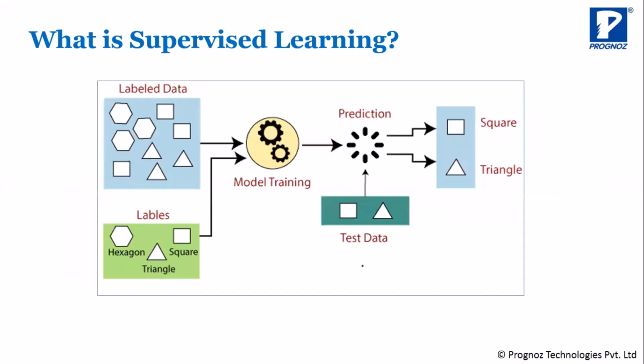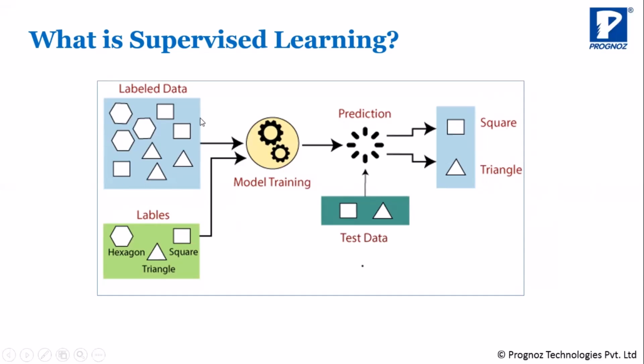So what happens in supervised learning? We are giving some input and along with that input, we are also providing a label. In this example, you can see we are providing a bunch of shapes, like hexagon, triangle and square. When I provide this as an input, I am also giving it as an input that this is a square, this is a triangle, this is a hexagon. Now the model is trained based on that input and after that it is going to predict the output. If we give it some new values like test data, it tells me yes, this is a square or this is a triangle.